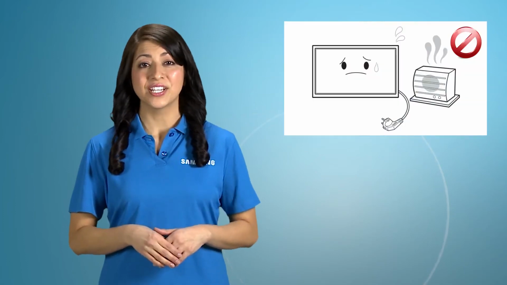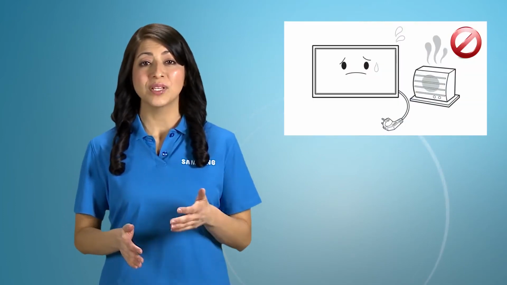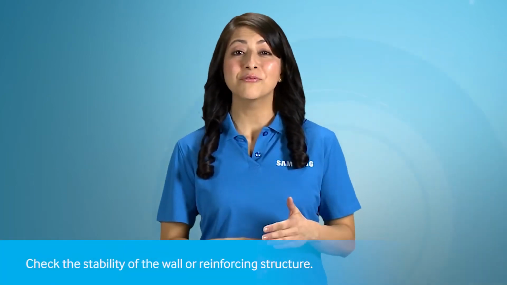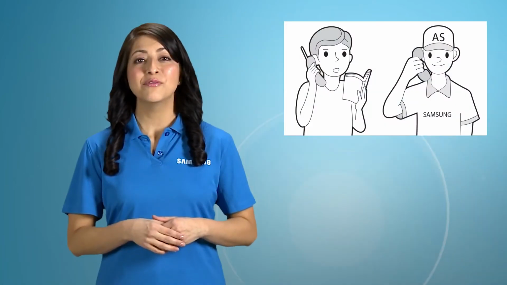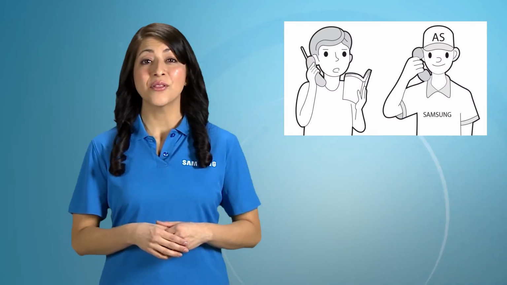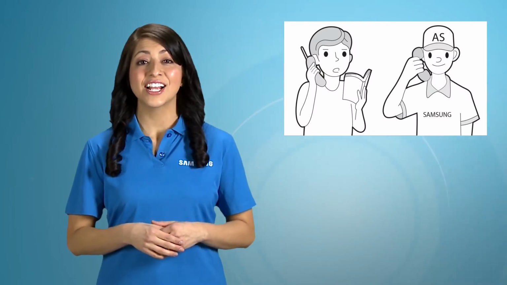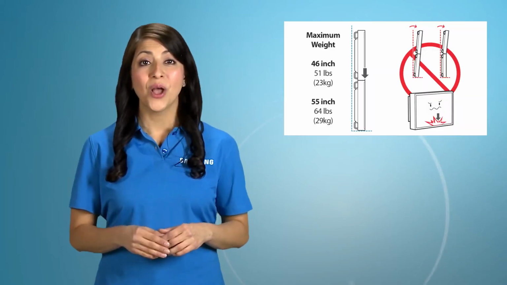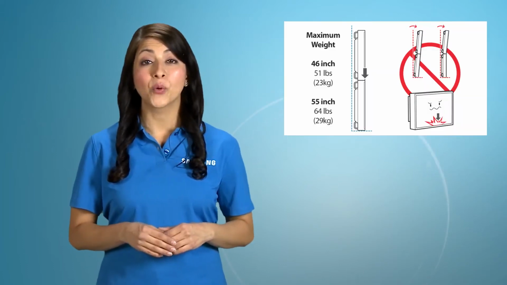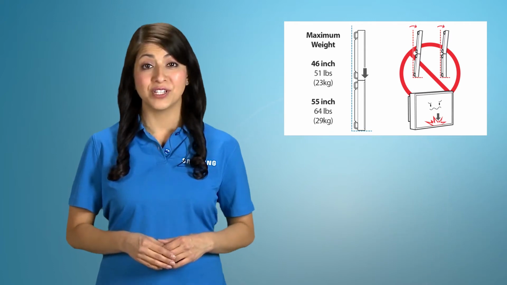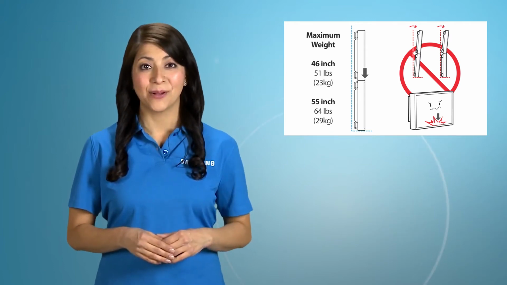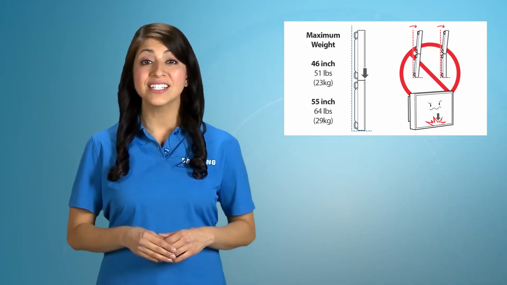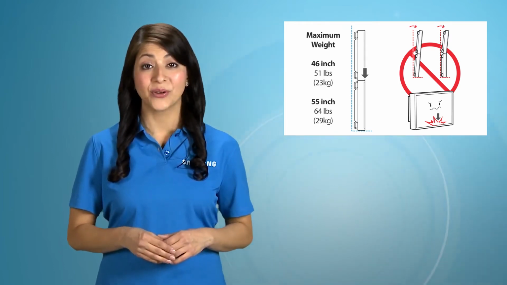If there is a heater near the product, it can be out of order because of overheating. Check the stability of the wall or reinforcing structure. Before attaching the wall mount to surfaces other than plasterboard, please contact your nearest dealer for additional information. For a video wall, wall mount WMN 46VD holds up to 51 pounds, 23 kilograms. Wall mount WMN 55VD holds up to 64 pounds, 29 kilograms.